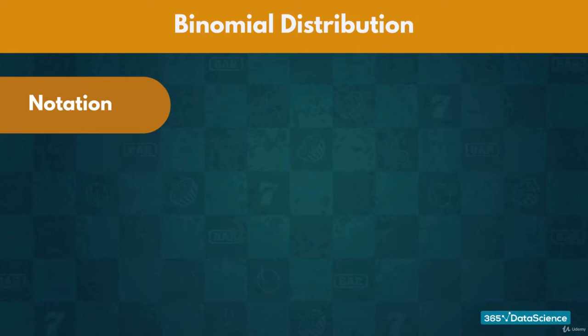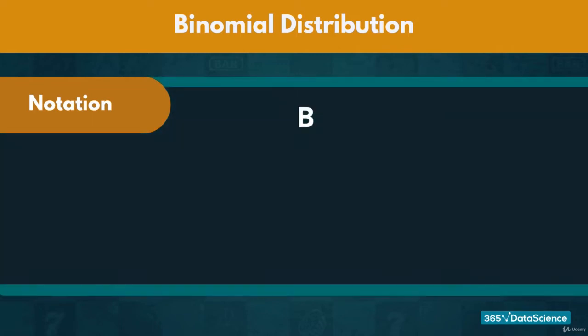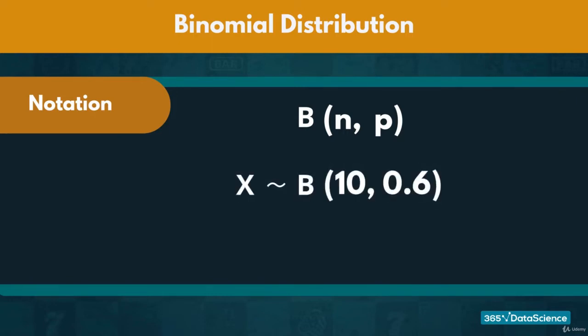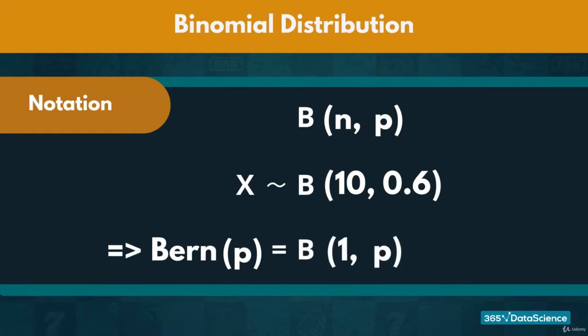binomial distribution. We use the letter B to express a binomial distribution, followed by the number of trials and the probability of success in each one. Therefore, we read the following statement as, variable x follows a binomial distribution with 10 trials and a likelihood of 0.6 to succeed on each individual trial. Additionally, we can express a Bernoulli distribution as a binomial distribution with a single trial.